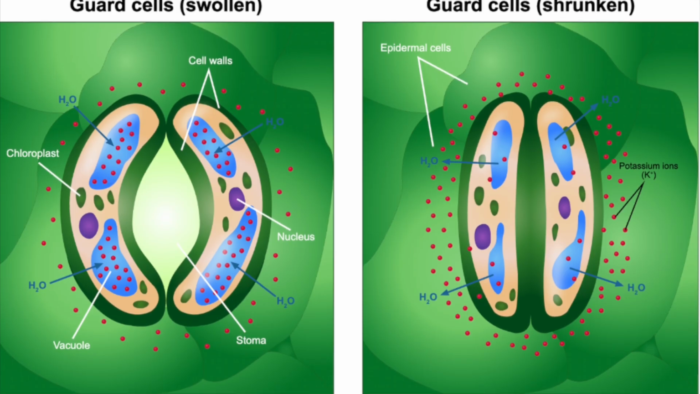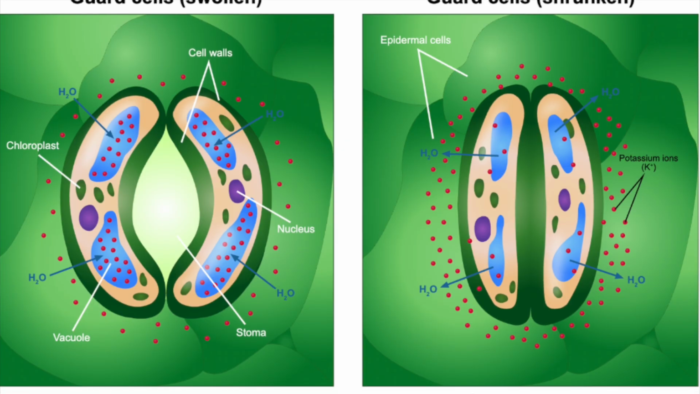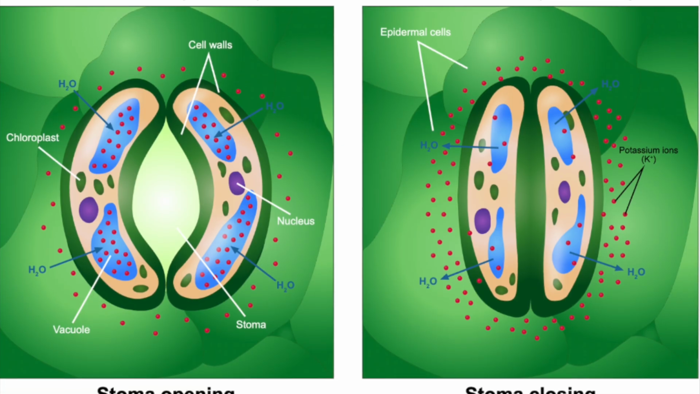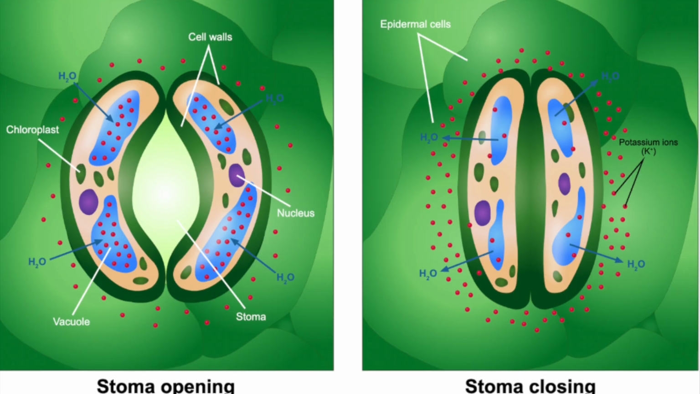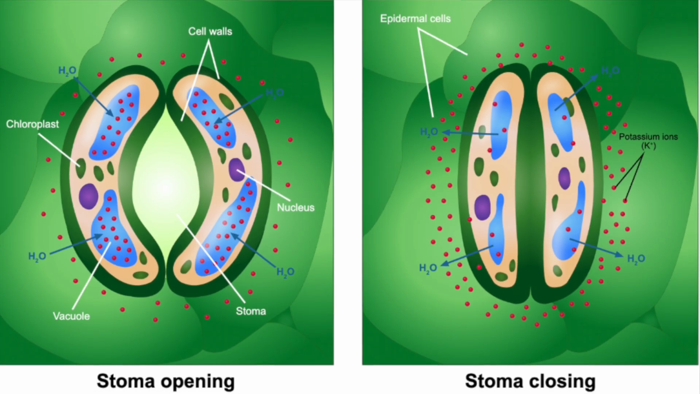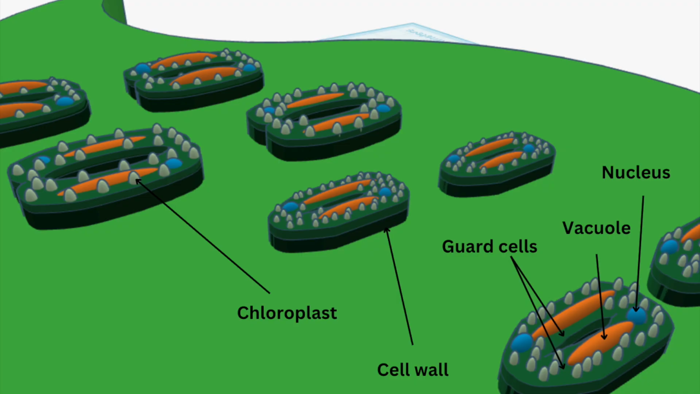Each stoma is controlled by two guard cells that puff up to open the pore when conditions are good, or shrink to shut it tight when the plant needs to save water. It's a super precise system that responds to signals like light, humidity, CO2 levels, and even plant stress hormones like ABA. So yeah, stomata may be small, but they are total pros at environmental multitasking.